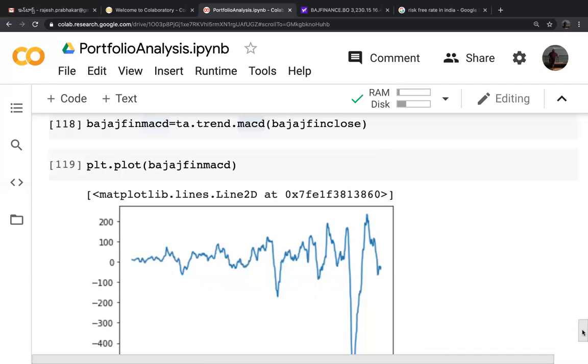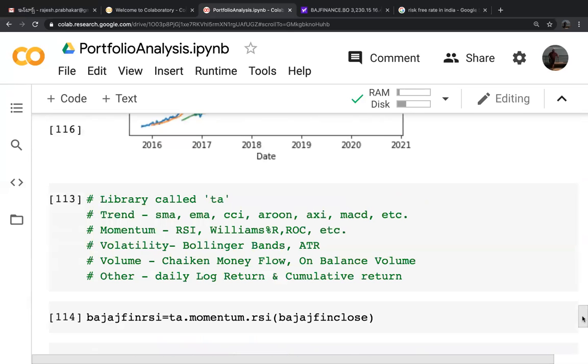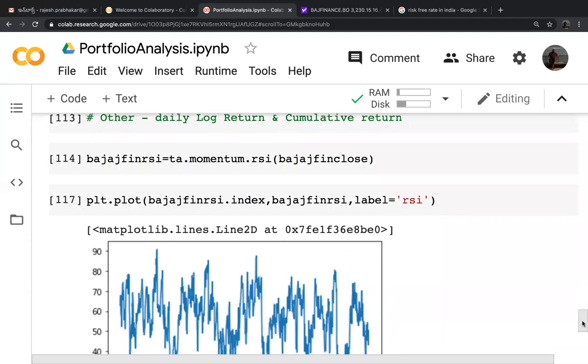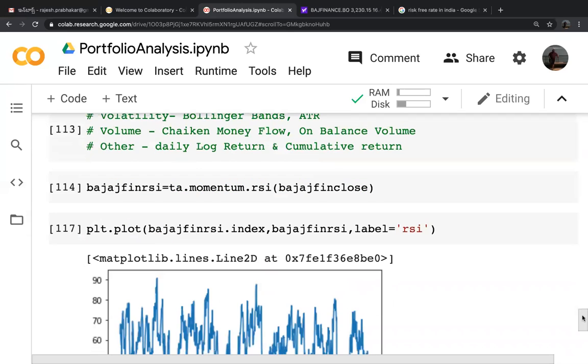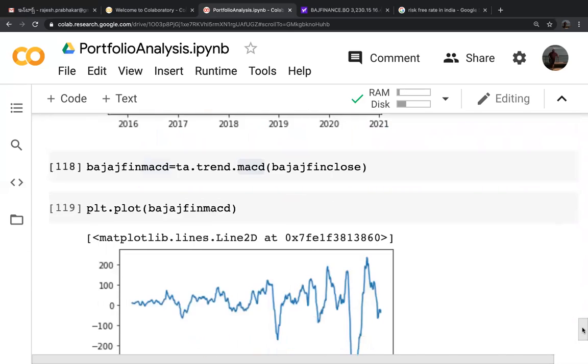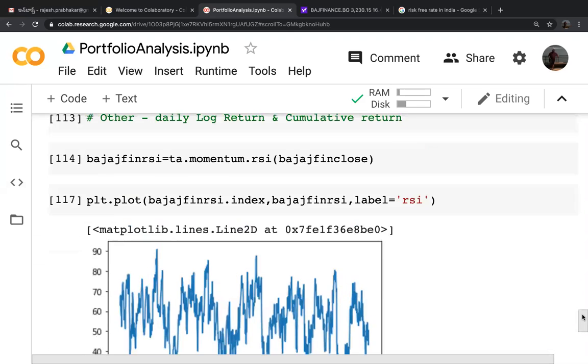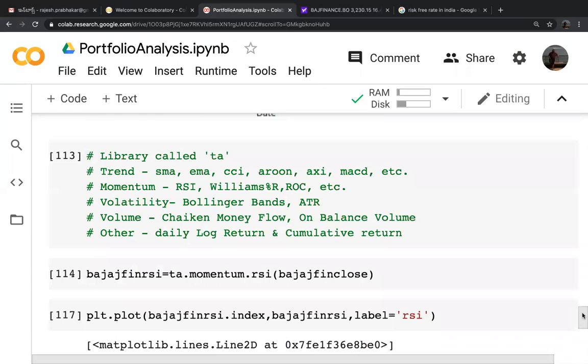Then we can see here MACD is also a signal type thing, which is telling us whether you should buy or not. So in the TA library, you have all the indicators, and you can directly call them based on the structure: trend, volume, and all those things. You can use them to find the parameters. Technical indicators are pre-coded within the TA library, so all these indicators we can easily do using it.